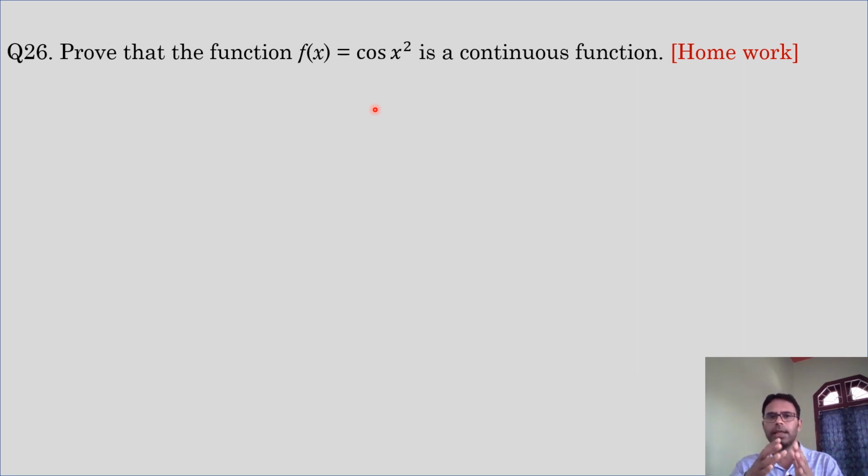And x square, you can directly write that it is a polynomial function, so it is continuous in R, and the rest of the section you can write yourself. So this question is homework for you. Then we take the next question.